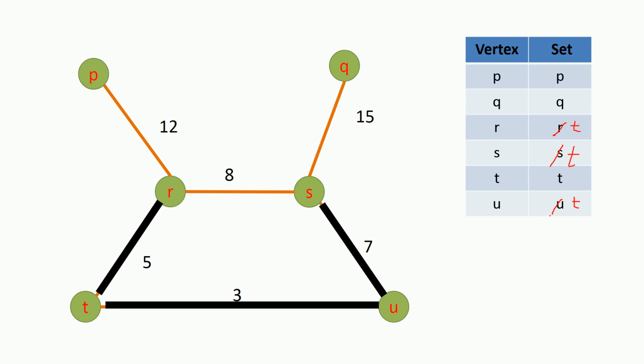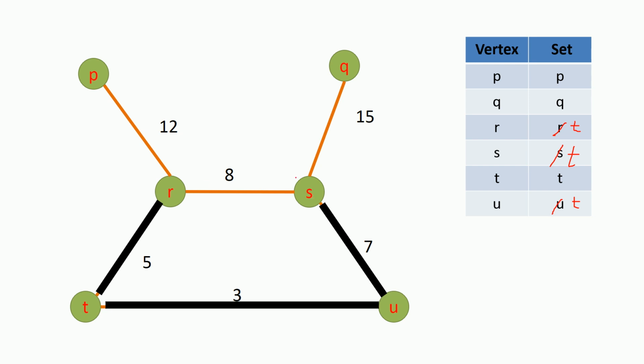The next remaining edge is the edge between R and S. But both R and S vertices belong to set T, which is the same set. Therefore, we are not going to add the edge between R and S vertex to our MST set. So we are going to ignore it. If you look, you can see that both R and S vertices can be reached from different paths. So there's no need to add the edge between R and S.